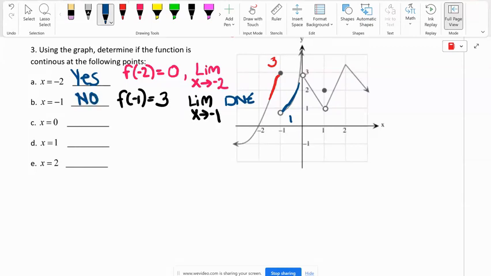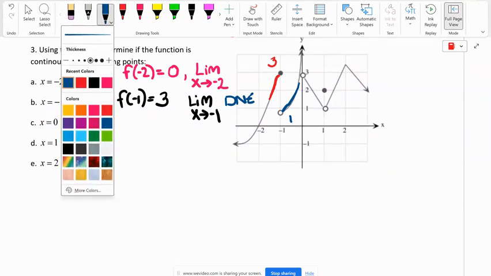And then you would write limit does not exist. That's why it's not continuous. The limit does not exist. Sorry, limit as x approaches -1 does not exist. We have to put that. Limit as x approaches -1 does not exist.